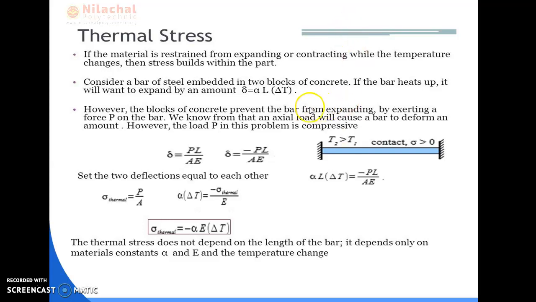For every material there is a property, the coefficient of thermal expansion, which is known as alpha. Every material has a tendency of expansion, and according to that we have to supply the heat. Alpha is known as the coefficient of thermal expansion.